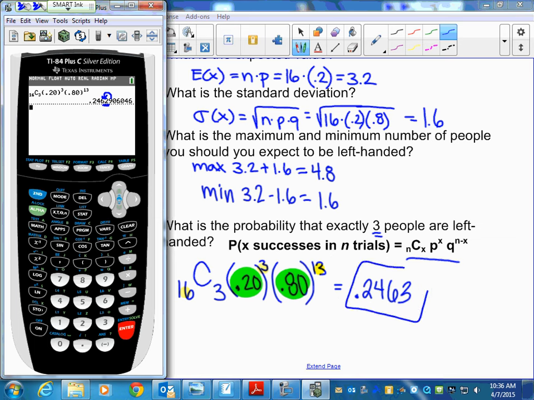And this is good practice too, because on your test with binomial problems, it'll ask you to round to 4 decimal places. So you'll see this again, just like this. Let's do another example on here, and then I will do another example off your homework, okay?